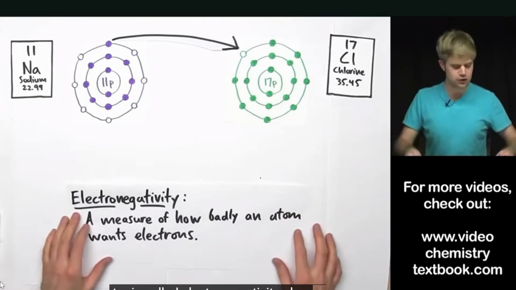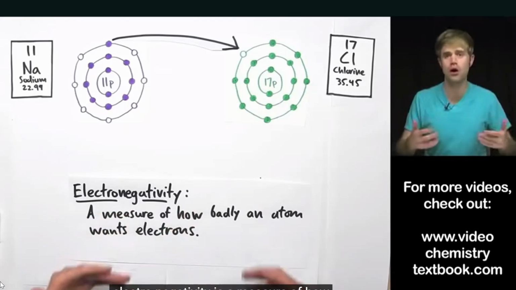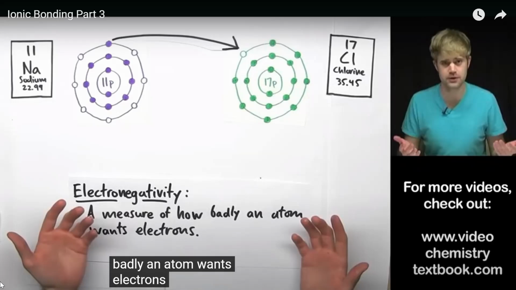Okay? Electronegativity is a measure of how badly an atom wants electrons. Okay, so what is electronegativity? A measure of how badly an atom wants electrons. How good is it at pulling on electrons?